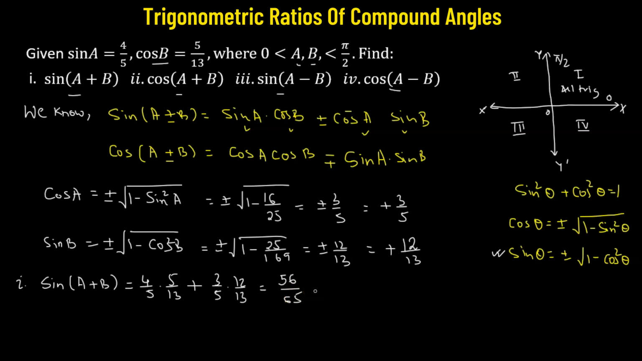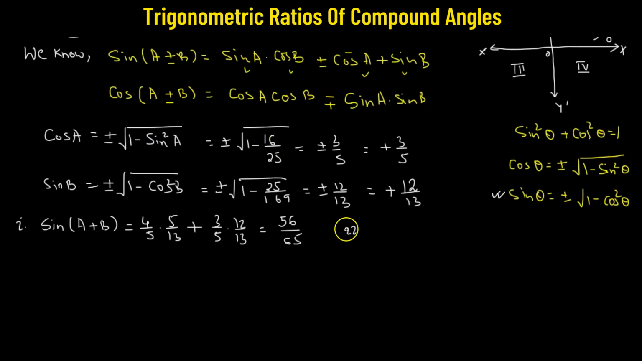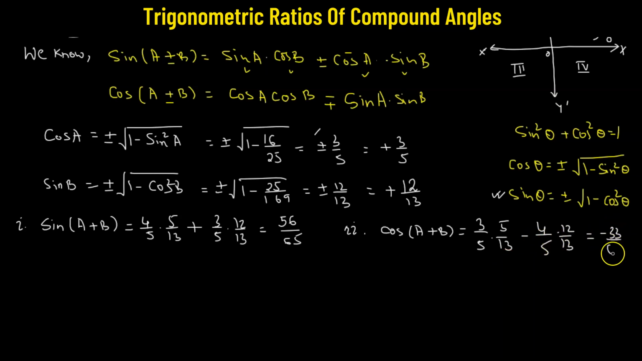Right. Now let's move on to the next one. We have to find out the value of cosine of A plus B. So we need the first term, cosine A multiplied by cosine B. Cosine A is 3 over 5 multiplied by cosine B, which is 5 over 13. Minus sine A times sine B, that's the second term. Sine A has already been provided to us, which is 4 over 5, multiplied by sine of B, that's 12 over 13. Now we can compute this value. This gives us negative 33 over 65. So this is the value of cosine of A plus B.